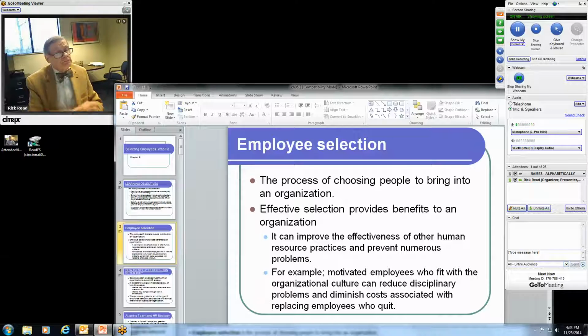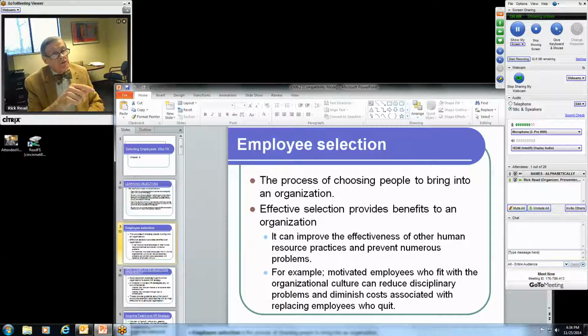So this just says it a little bit differently. What we're doing is the process of determining who it is that we want to bring into the organization. We're picking someone. We're choosing someone. Well, we use the term selection because it sounds better.